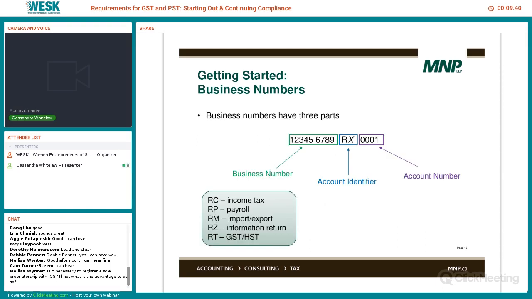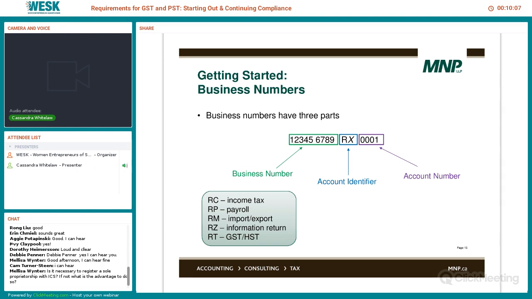Business numbers are made up of 3 parts. So you have the 9-digit business number, which identifies your business with the CRA. And then you have your account identifier, which is an R followed by another letter. And this basically indicates to the CRA what kind of account you're dealing with. So there's a separate account for income taxes, payroll, imports and exports, information returns, and for GST. And then the last part of the business number is a 4-digit account number. So generally this will be 0001, but there are cases where you'll have more than one account number.